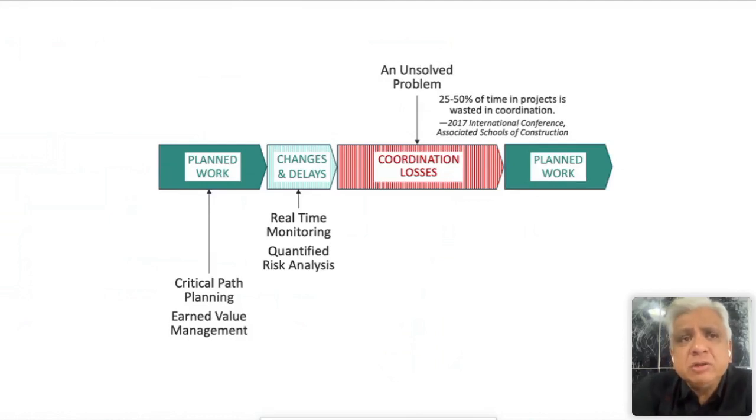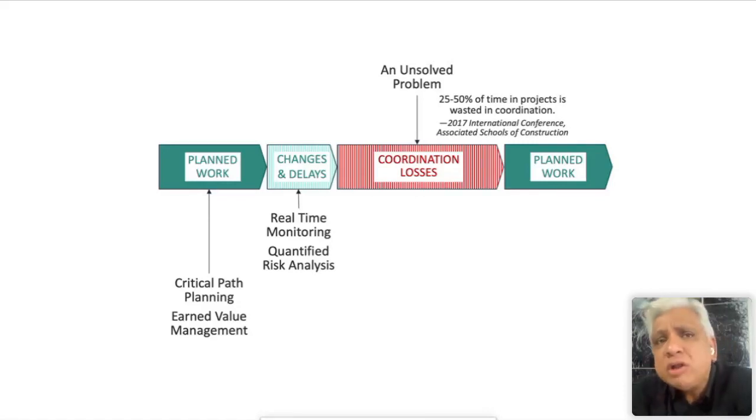What do we mean by coordination losses? You have work waiting for resources while resources are working on something else, which is not as important, or you have resources waiting for work because the work they're supposed to be doing did not arrive from the predecessor resources, because the predecessor resources were focused on something else. In fact, in 2017, at the conference of the Associated Schools of Construction, one of the papers said that 25 to 50% of the time in projects is wasted in coordination.